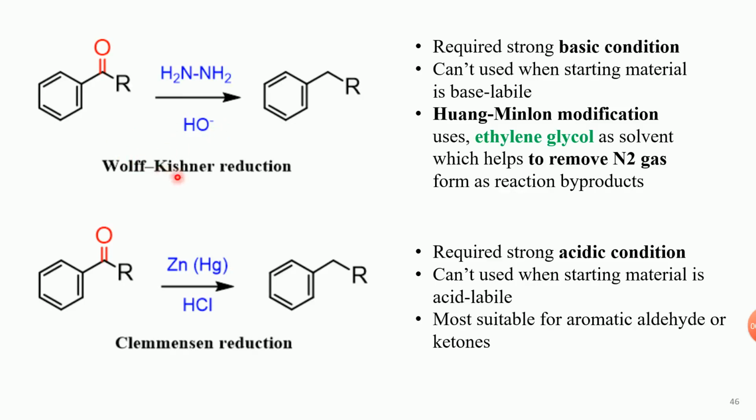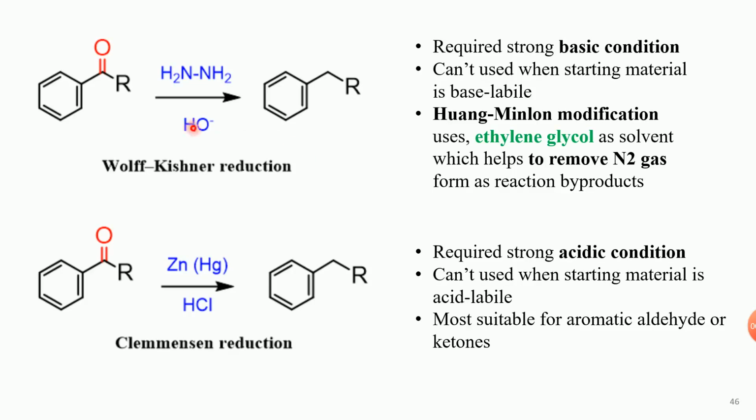Some modifications have been made by Huang Minlon in the Wolff-Kishner reduction in order to reduce the reaction time and get a better yield. That modification is the use of ethylene glycol along with the hydrazine and strong base KOH in Wolff-Kishner reduction.